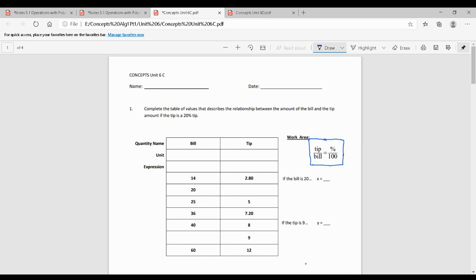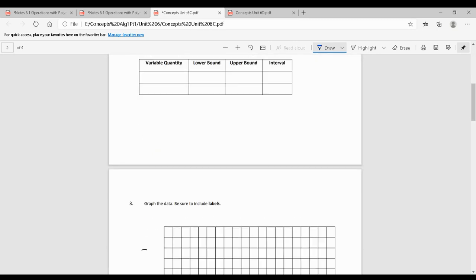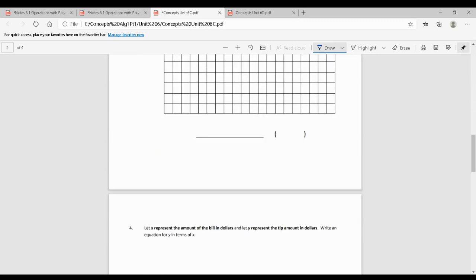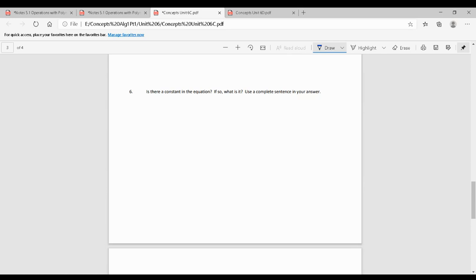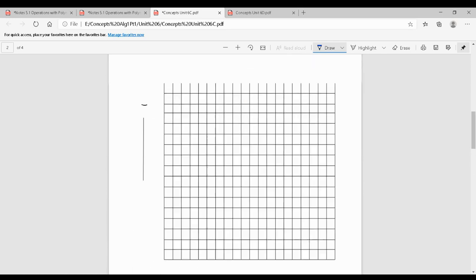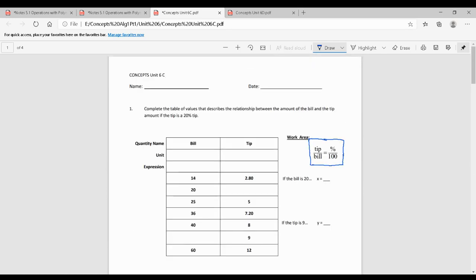So what we're going to do is take the data that you found and some new data, put it into our chart, and then come up with a graph. Then we'll do some analyzing of that afterwards. What we need to first start with is our units and the expression.